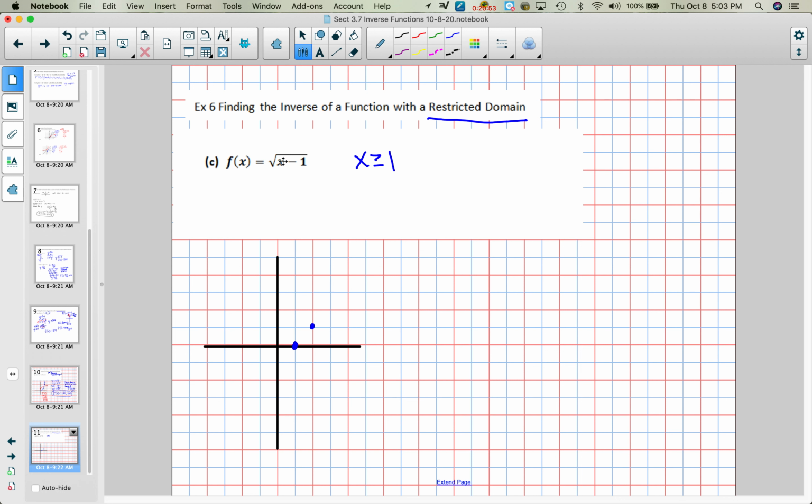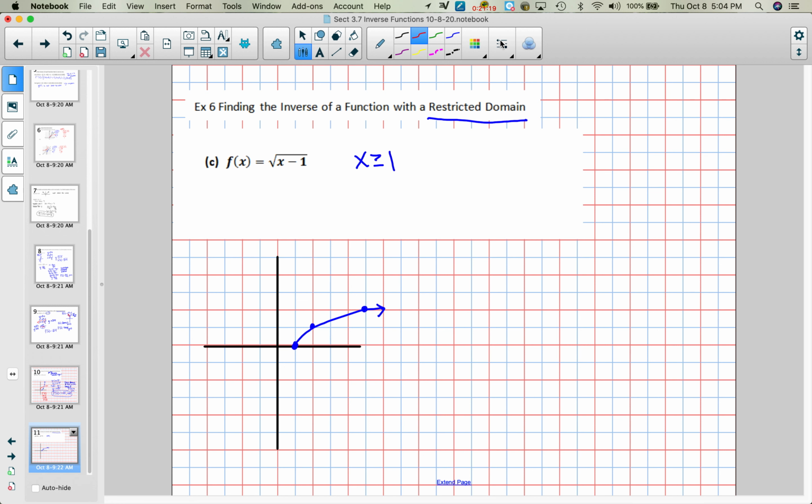But if I plug in a 5, 5 minus 1 is 4 and the square root of 4 is 2. So I want to plot the point 5, 2. So you want to pick some smart values. So this is what the graph looks like. And that is confirmed with the idea of a square root function. You know what the square root function looks like, and this has been shifted 1 to the right, so that should make sense.